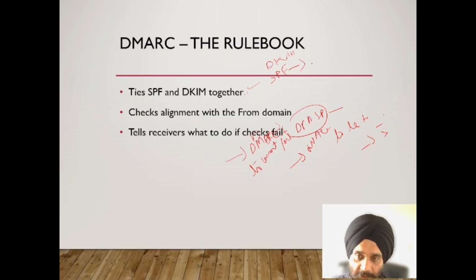This checks the list of allowed servers. This adds a digital signature on the message. Both tie together: if both authentications fail, what action it should take.